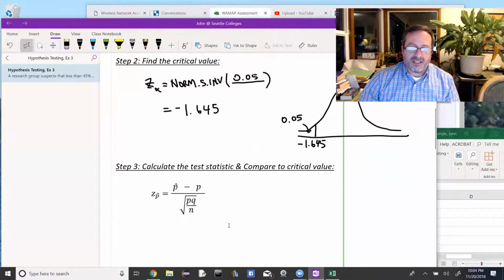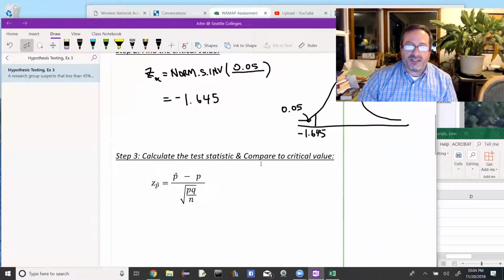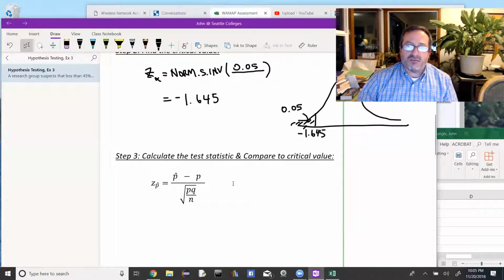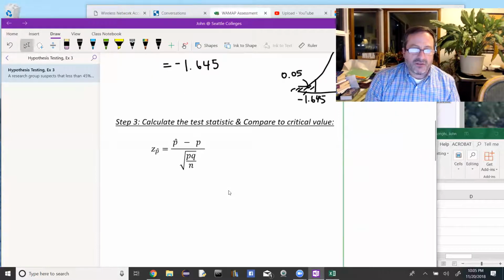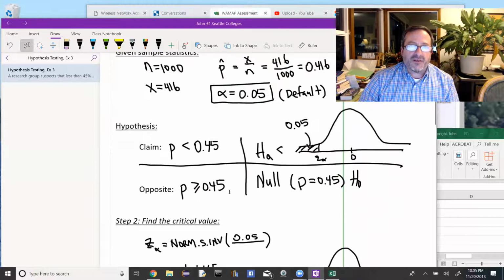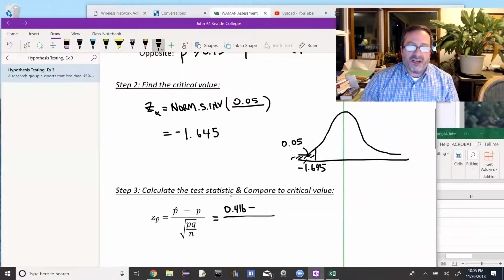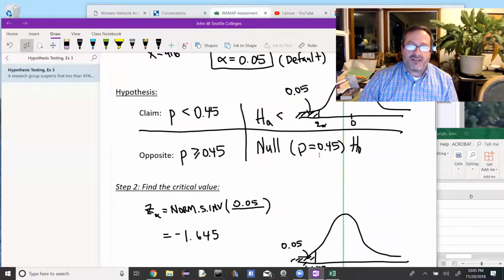And I'm going to come down here and calculate my test statistic and determine whether or not my test statistic is inside this tail, to the left of negative 1.645. So my test statistic equals, here's where I made my mistake last time. P hat, I just typed it in wrong. It's 0.4, scroll back up, 416. I had used the wrong number here, and then I spent 30 minutes trying to figure out what happened. Minus P, so P comes from our null hypothesis right here, 0.45.